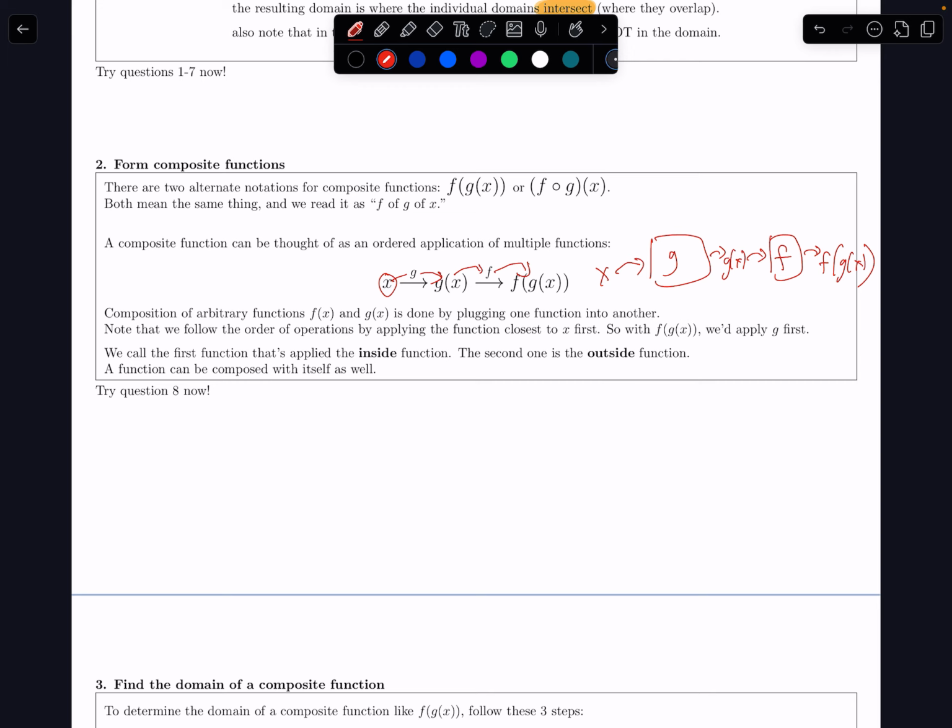Let's see, what else do I want to say about this? So you get it by plugging one function into the other. Order of operations follows whatever's closest to the x's first. Okay, so this inside one that happened first, we call that the inside function. Not surprisingly, because if you look at it visually, it's the inside, right? And then the other guy, the f, would be the outside function. And note that we can also compose a function with itself. And you don't have to do f of g, you could do g of f of x. G of f of x, which means you would do the f of x first in that case.